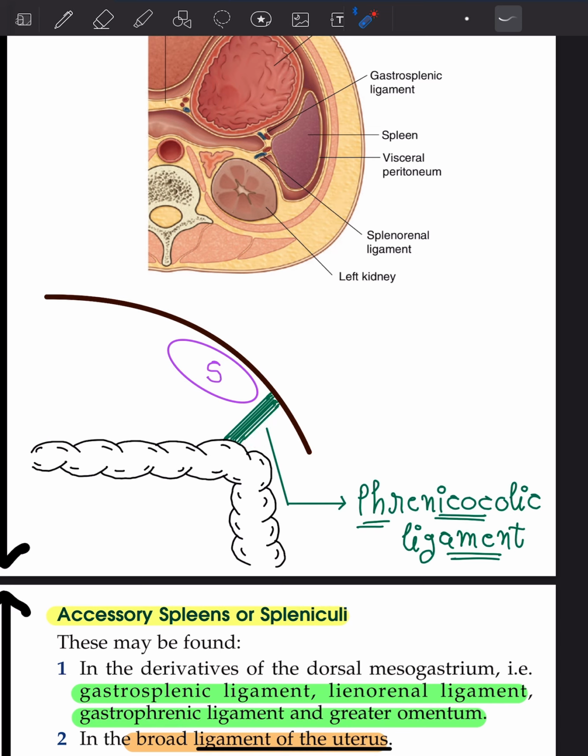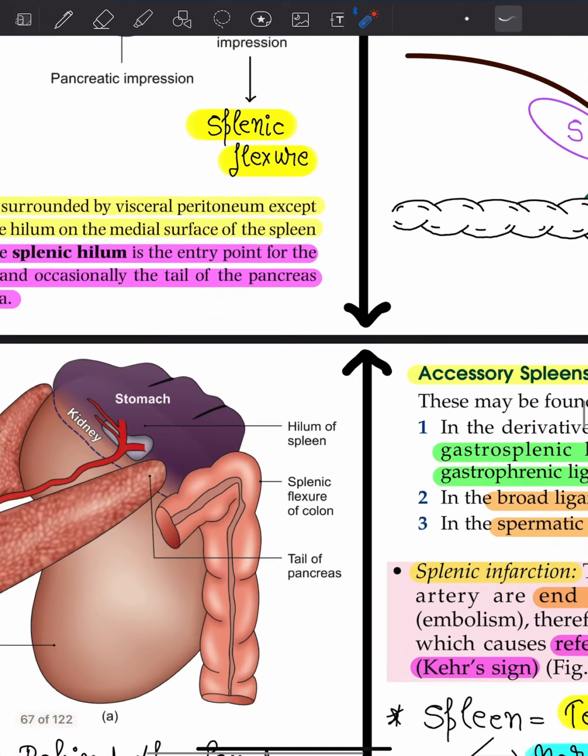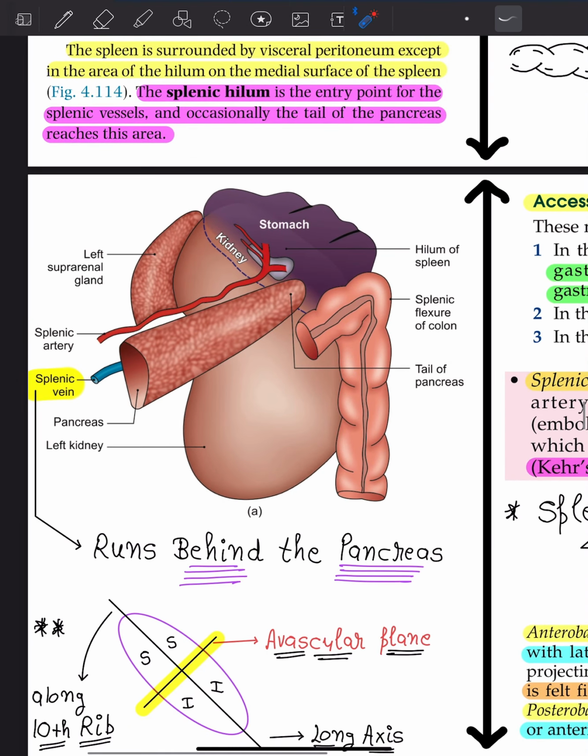So whenever there is an enlargement of the spleen, the spleen never goes to the left paracolic gutter or the left region. Instead, it extends towards the right iliac fossa, right? So it's the Phrenicocolic ligament. Remember, it is not attached to the spleen, rather it's attached on the diaphragm and on the splenic flexure of colon, right? Okay.